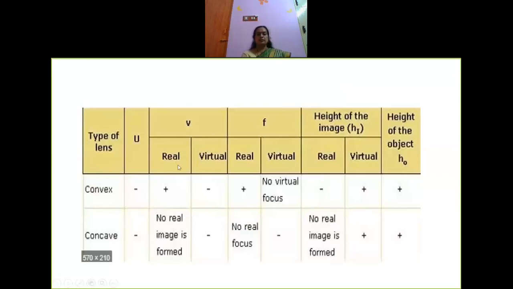Now here it is the v value. A convex lens forms real as well as virtual images. Whenever you measure a real image, the image distance is positive. Whenever you measure a virtual image, it is negative. Similarly, focal length for a convex lens is always positive, as there is no virtual focus. Height of the image, if the image is real, will be negative. Only in the one case of a virtual image, the height of the image will be positive. Height of the object is always positive because we keep the object only above the principal axis.